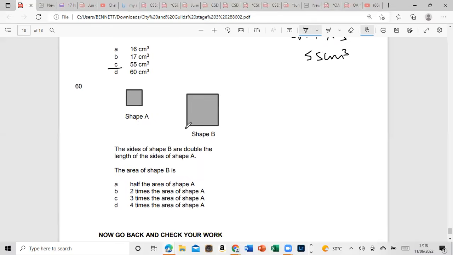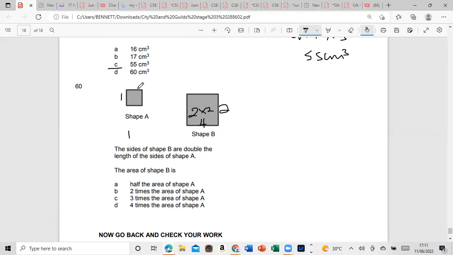Alright, so this is shape A, and this is shape B. The sides of shape B are double the length of the sides of shape A. The area of shape B is, in practical terms, you can say double it. So what will be the area for this? The area for this is 1 times 1, so the area for this would be 1. The sides of shape B are double the length of the sides of shape A. Yeah, that's correct. So this now will be 2 times 2 for the area. So this is 4.